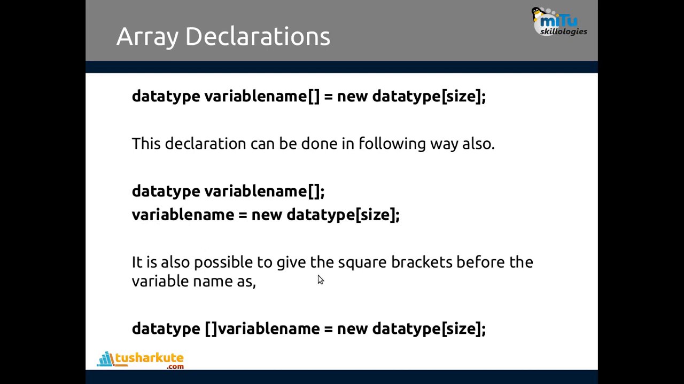It is also possible to give the square brackets before the variable name. It's not expected that square brackets should be given only after the variable name, but square brackets can be given before the variable name also. So you can accept it in this way also. Okay, so in this way it also works. Somewhere in some programming books we can find the second methodology, and the first methodology is also good. The common practice is to use the first method, that is, write the square brackets after the variable name. Okay, so this is how we declare the array.